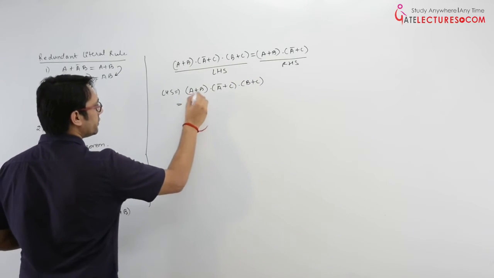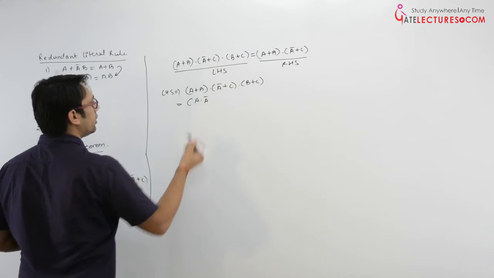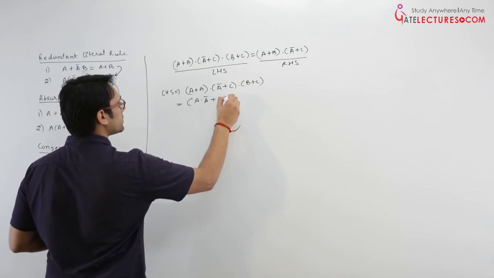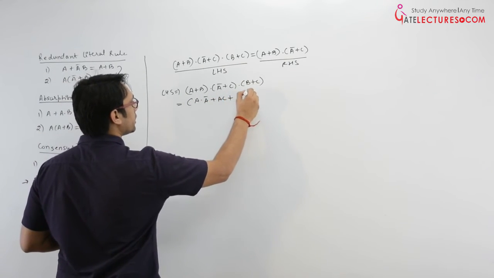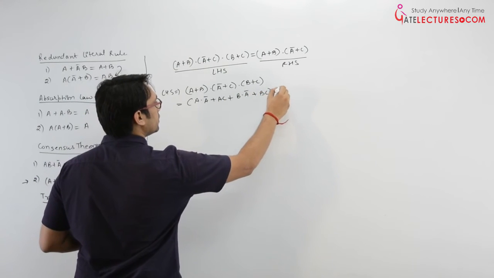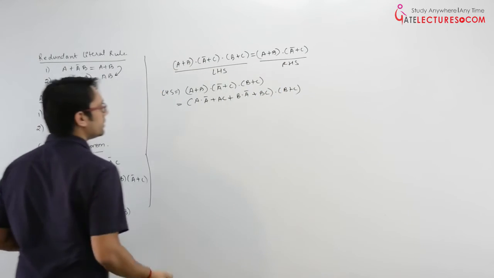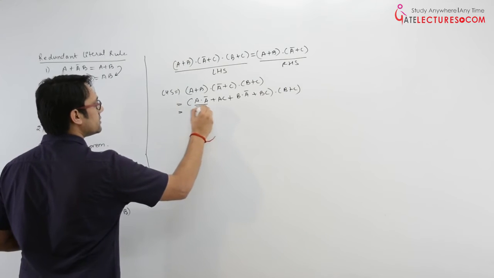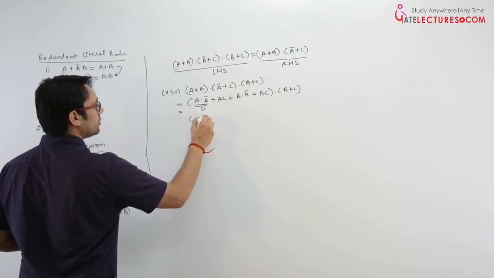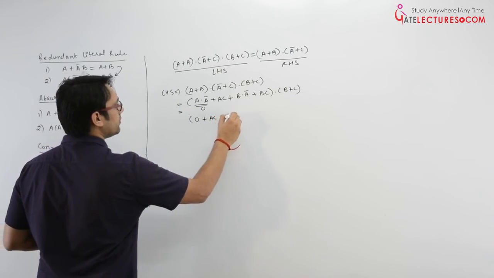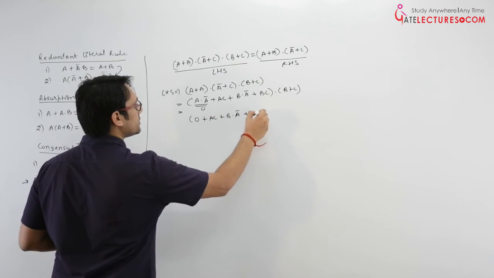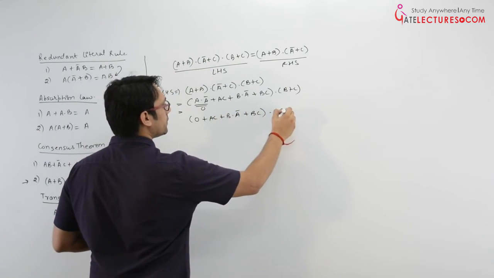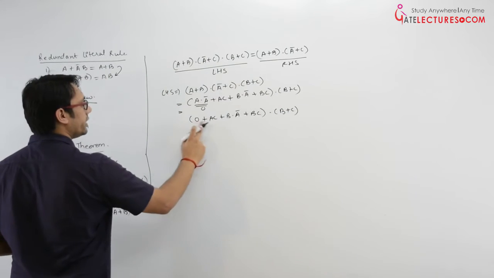Try to expand it, so it will be (A·A' + AC + B·A' + BC)·(B + C), right? So A·A' can be written as 0. So it is (0 + AC + B·A' + BC)·(B + C), right? So you can eliminate it.